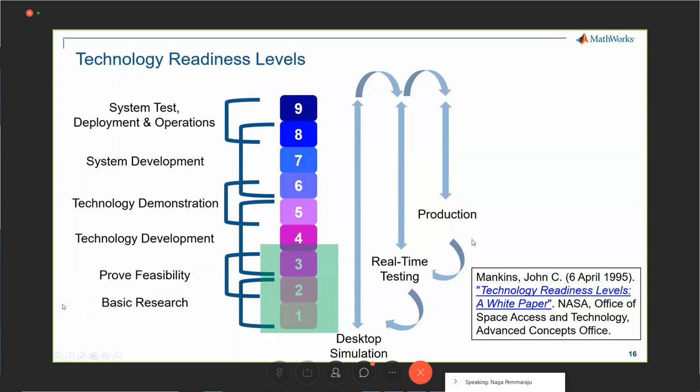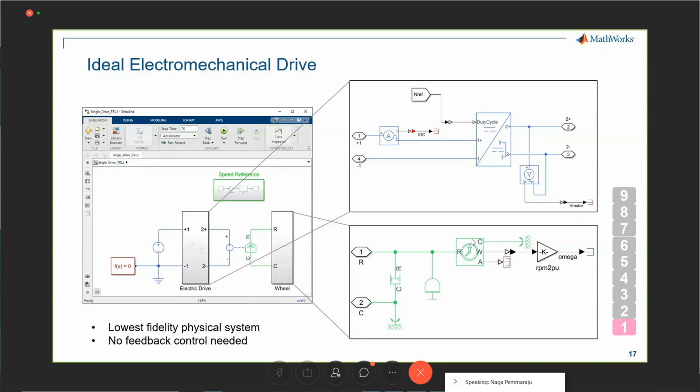So let's see the first three levels with an example of an electromechanical drive, right? In this example, we have considered an electric drive, again for technology readiness level 1. It's mainly an ideal electromechanical drive, right? We are not really considering any of the dynamics, or even any feedback controls involved. It's a purely ideal system in this particular case.